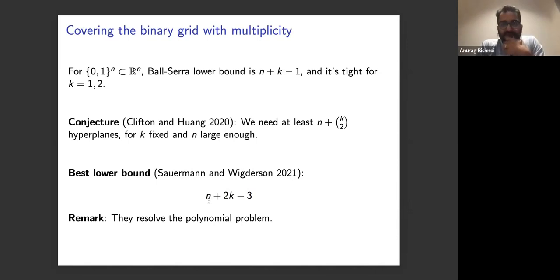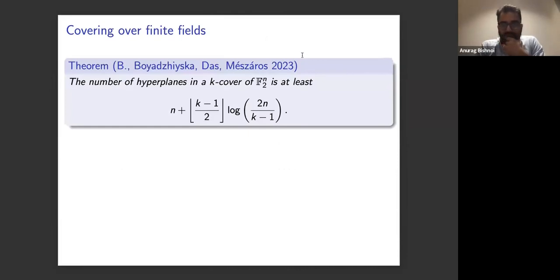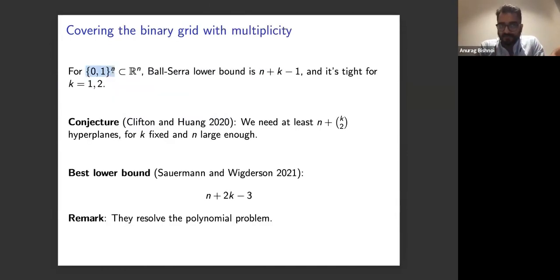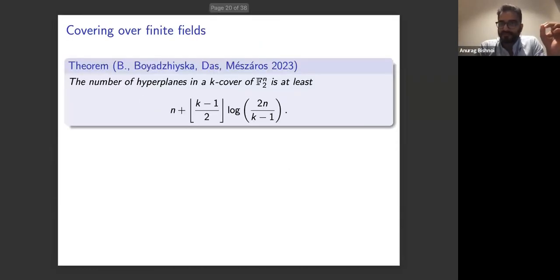And then, what can we say? Can there be a separation between the polynomial version and the combinatorial or geometrical version? Well, we proved a few years back, and the paper just appeared in the journal, that if you change the field, so instead of real numbers or say any characteristic zero field, you study the exact same problem as this binary grid, but now instead of R, you have F2. So just the binary field. So now your grid is the whole vector space. In this case, we can prove a much, much bigger lower bound.